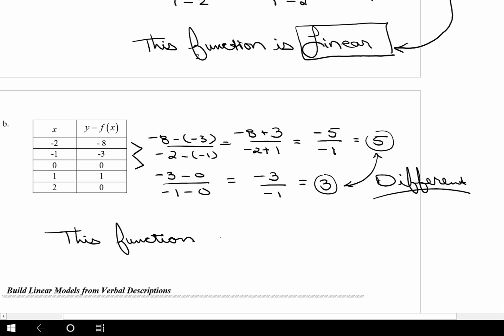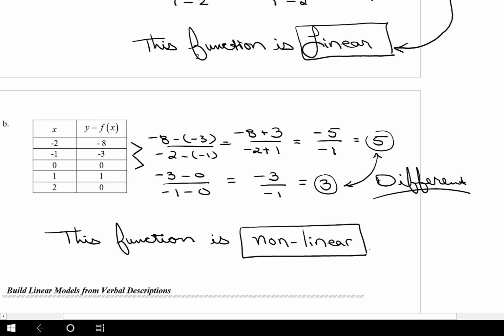I'm trying to write the word non-linear. Let me try that again one more time here. Non-linear. Ah, yes. Very nice.